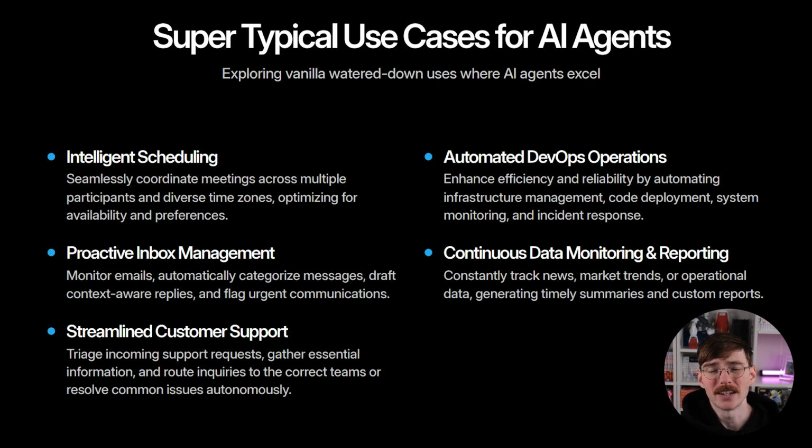Proactive inbox management. Emails are a hassle. A lot of people use AI agents to monitor, automatically categorize, and draft content-aware replies, and flag urgent communications.